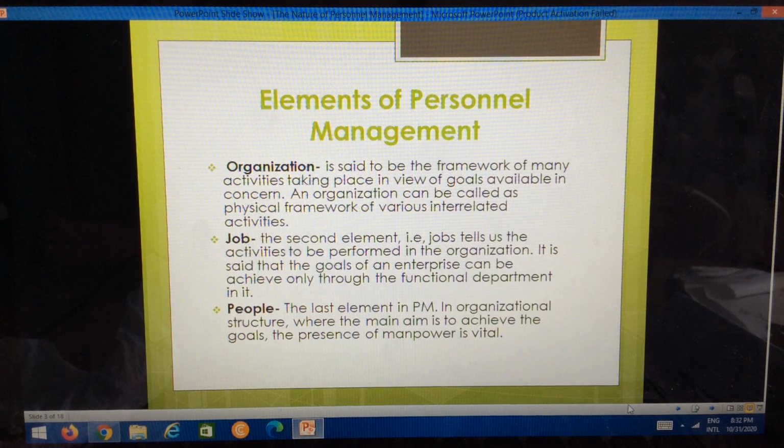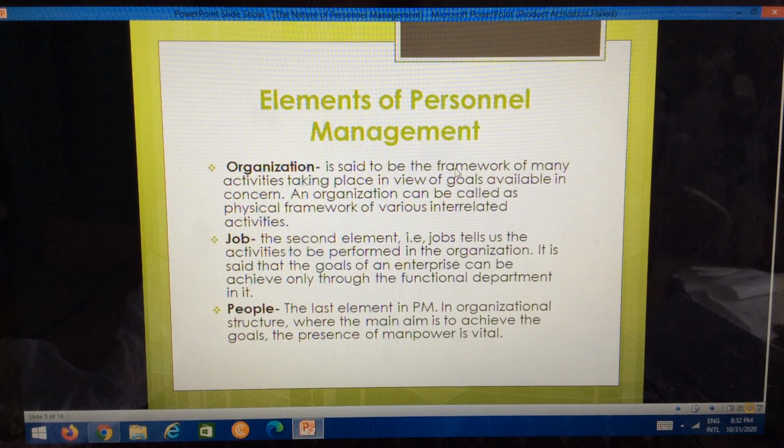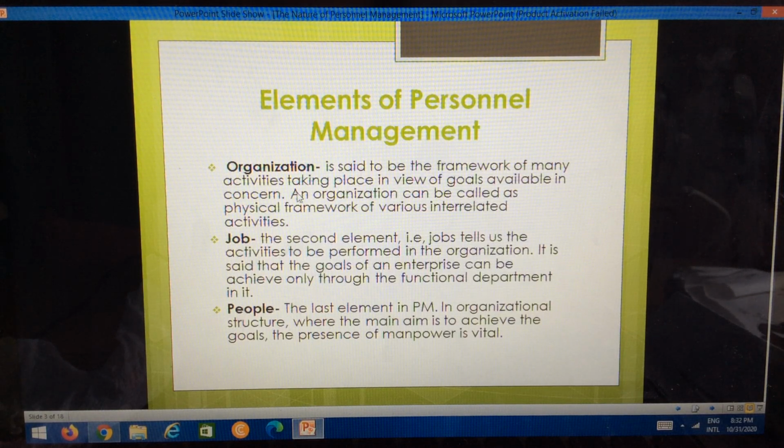Elements of personal management. So we have three. These are the organization, job, and the people. So for the organization, it is said to be the framework of many activities taking place in view of goals available and concern. An organization can be called a physical framework of various interrelated activities.